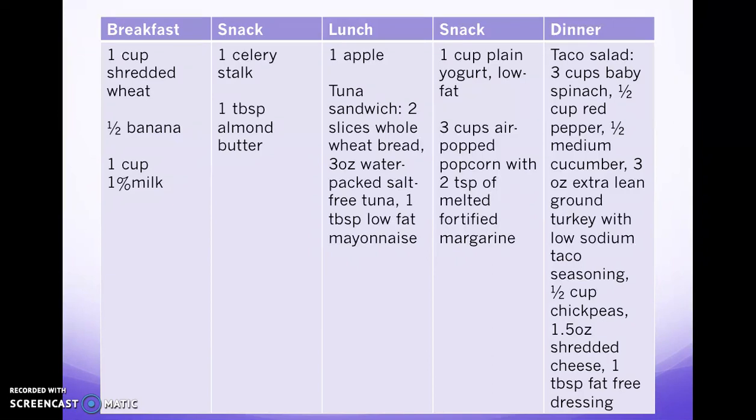And then for dinner is a fun salad, a taco salad that everyone can enjoy, made with the same low-fat turkey that was used to create the burger on day 1. So economical, you can use leftovers, so it's even faster. Lots of veggies, also incorporated some chickpeas for some added fiber and iron. 1.5 ounces of shredded cheese as a dairy serving, and 1 tablespoon of fat-free dressing.